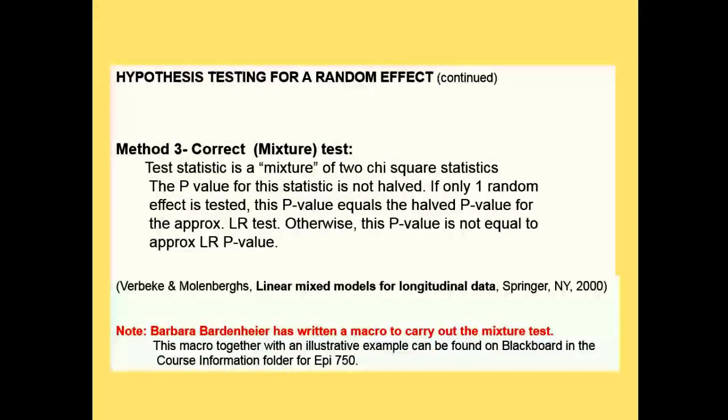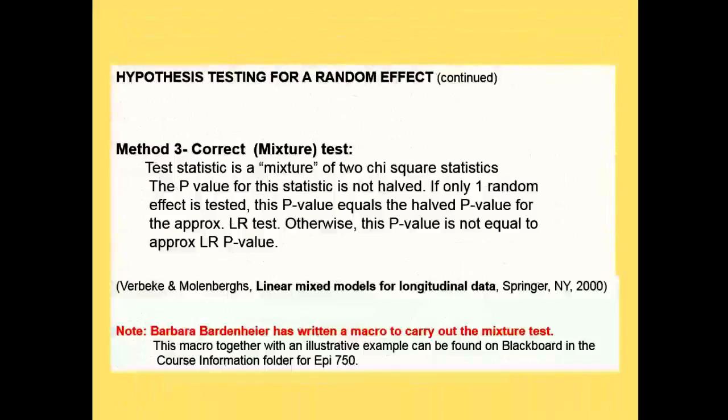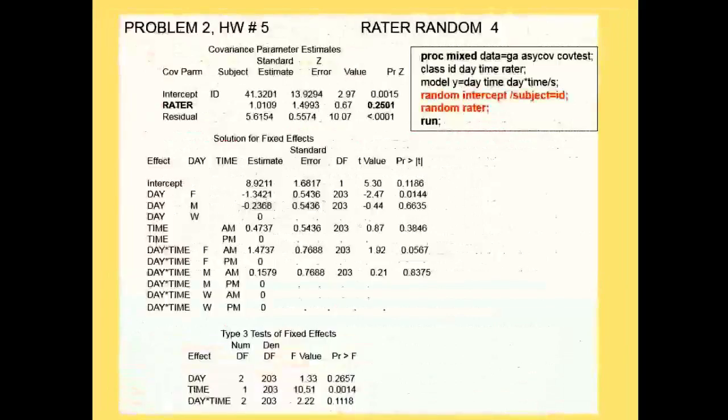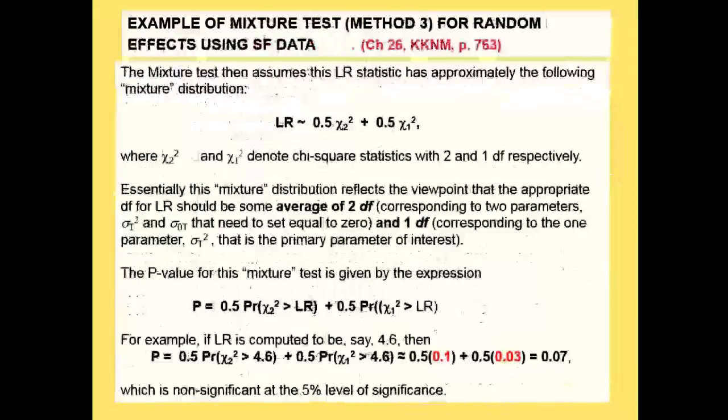And the Mixture Test is where you have to get a likelihood ratio statistic, just like you did in the Approximate Wald Test, for the model that you're starting with and the model that the model reduces to under the null hypothesis. And then you get a likelihood ratio statistic that you assume is approximately the mixture of two chi-square distributions. And then you have to somehow figure out what the p-value is for that.